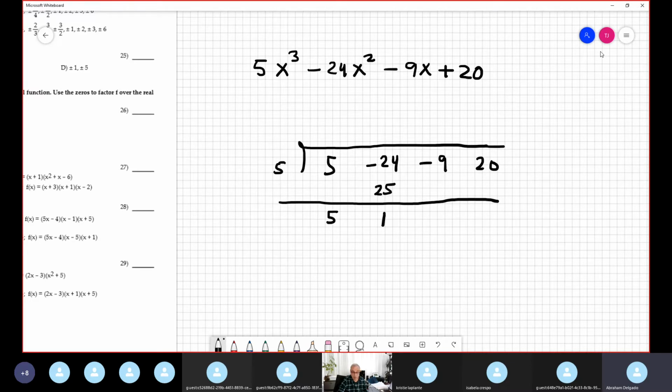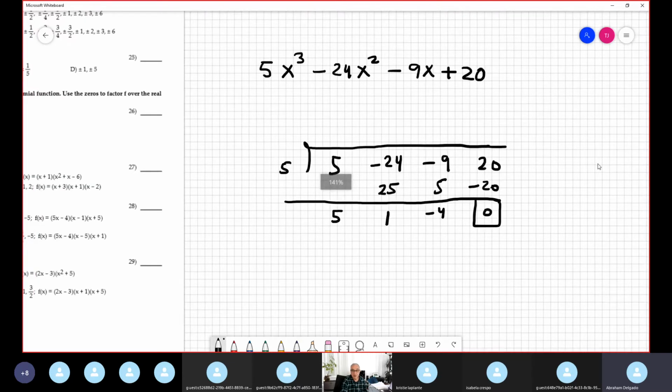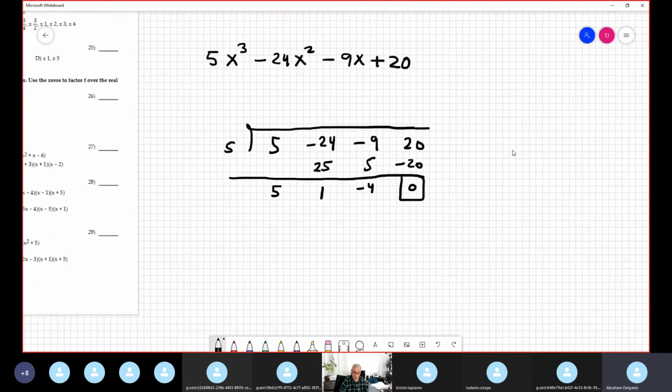25 minus 24 is positive 1. 1 times 5 is 5. It's negative 4. And negative 4 times 5 is negative 20. 0 remains. I am happy with this answer. Now I conclude here that the factor is x minus 5. Remember, the factor has opposite sign to the zero. This is the factor, and the zero is x equal 5.